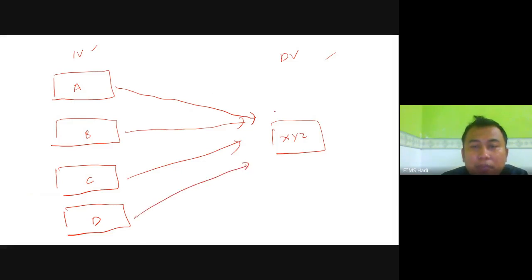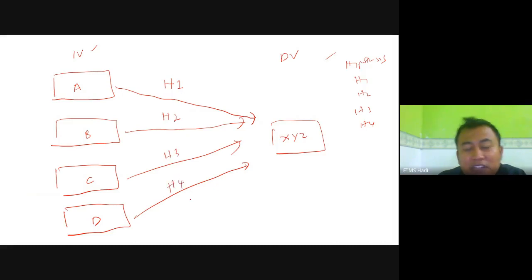But another problem here is your hypothesis. Let's say you have H1, H2, H3, and H4, you need to label them as well. If you do not put H1, H2, H3, H4, I will not accept that, because labels make it easier for me. H1 is related to IV A versus DV, H2 is related to the relationship between B and XYZ, H3 is the relationship between C and XYZ. That is acceptable. But if you do not put this, I have no idea what your hypothesis is referring to. That might be an issue.